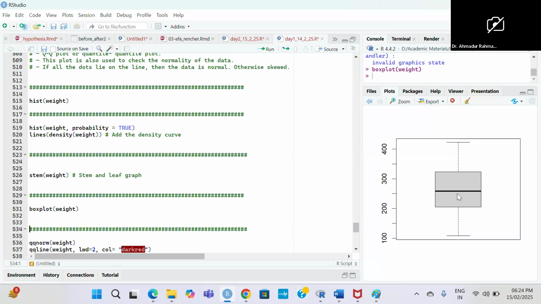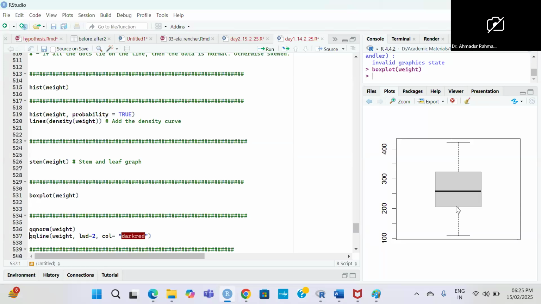So if we see that this dark black line is exactly in between the third quartile and the first quartile, then our data is normal. But here we see that there is a slight difference between the two. So that means it is not perfectly normal, but it is close to normal, which we have seen from the other graphs.